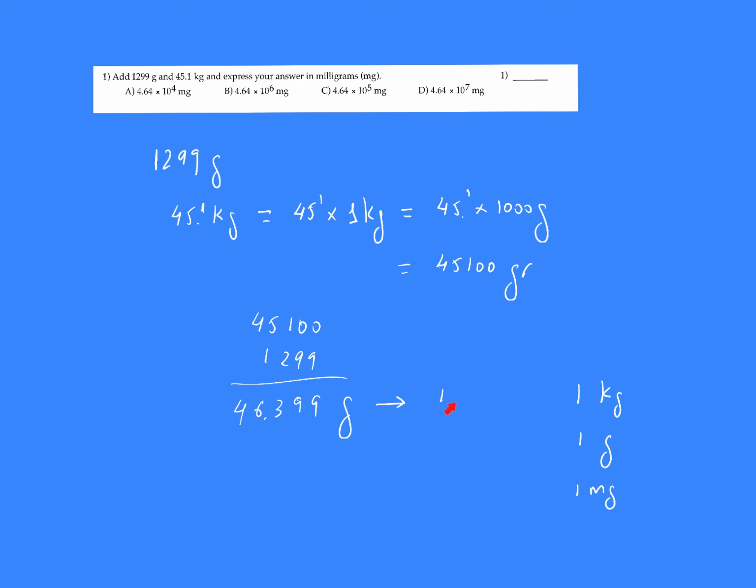Now you convert to milligrams. It says convert to milligrams. I leave you to convert to milligrams by dividing the grams by 1,000. So you divide by 1,000. Okay, so you do it.